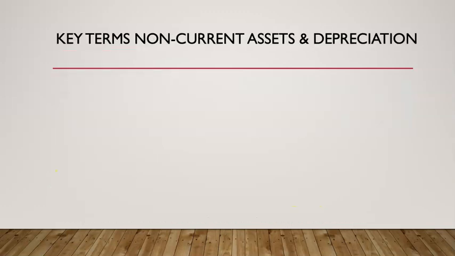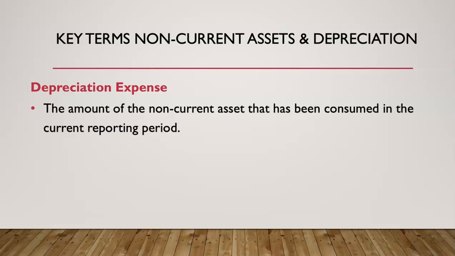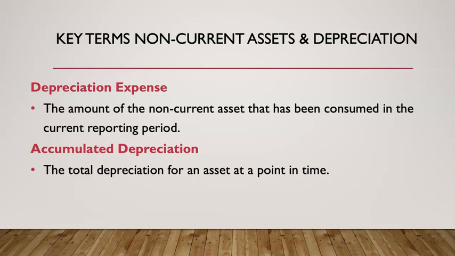So what are the key terms that you might see when doing questions and calculating depreciation? You might see the term depreciation expense, and this is the amount of the non-current asset that has been consumed in the reporting period. How much is the depreciation expense for that period? You might see the term accumulated depreciation, and this is the total depreciation for an asset at a point in time. So if we have depreciation expense of $1,000 a year, and there have been 3 years, that means we have accumulated depreciation of $3,000, 3 times 1,000.